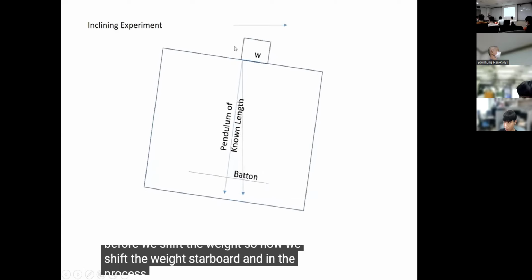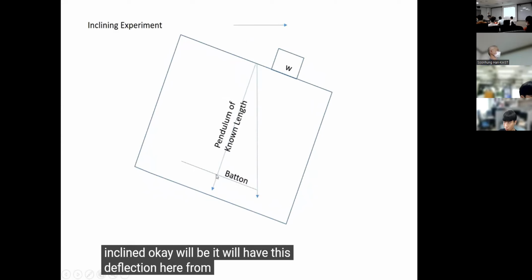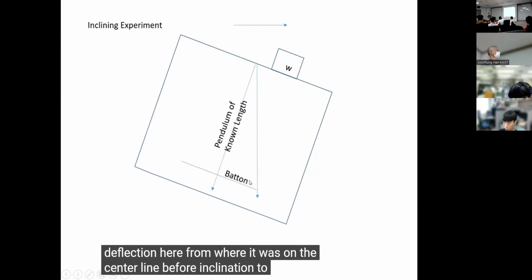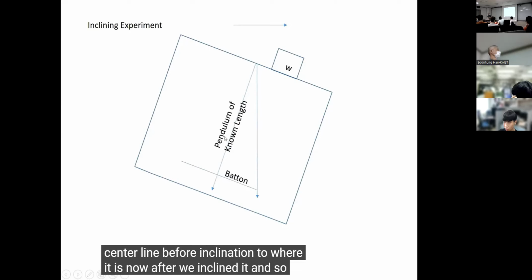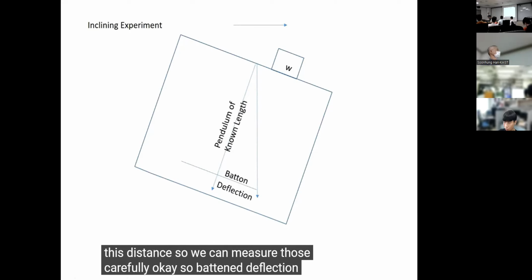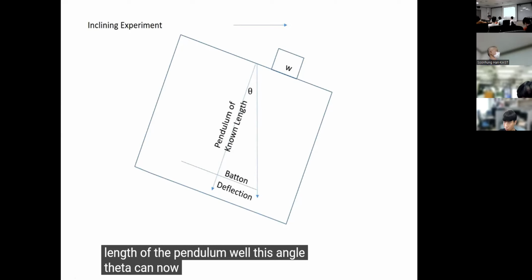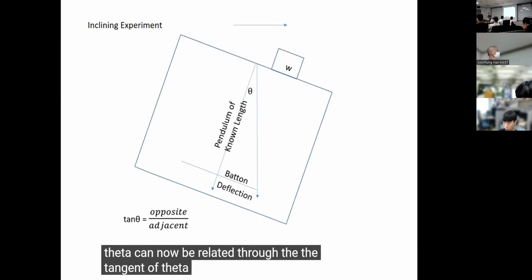So now we shift the weight to starboard, and in the process of doing that, the pendulum will still be vertical, but since the vessel is inclined, we'll have this deflection here from where it was on the center line before inclination to where it is now after we inclined it. And so we have a ratio of this distance versus this distance, so we can measure those carefully. So batten deflection, length of the pendulum. Well, this angle theta can now be related through the tangent of theta.